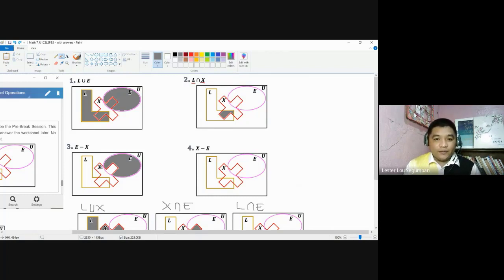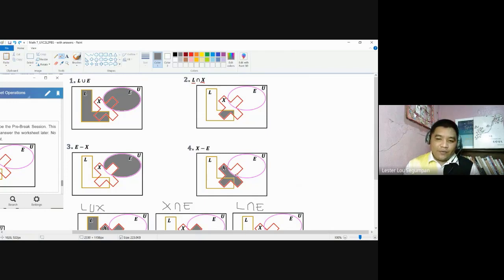If we are going to interchange the operations, X minus E, our concern now is set X. This would mean that we can shade all of set X first. You may use a pencil for this because we're just going to erase it. This is X, not yet X minus E. But then again, we are going to remove a portion of it, which is part of set E. And this red region here is part of set E. So by removing the shading there, your answer for number 4 looks like this.